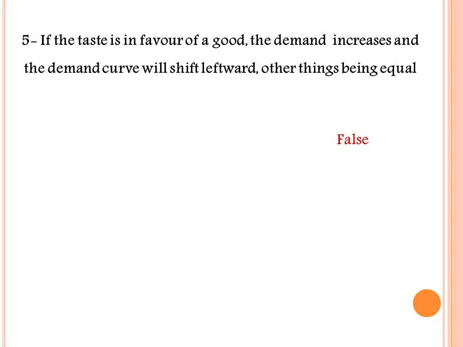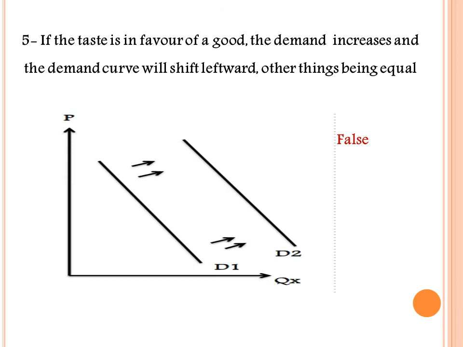Because when the taste of the consumer is in favor of a good, the consumer has a desire to buy the good. In this case, the demand for the good would increase, but the demand curve will shift rightward, not leftward. And this is shown graphically by shifting the whole demand curve from D1 to D2, rightward. So when the taste is in favor of the good, the demand increases and the whole demand curve will shift to the right.